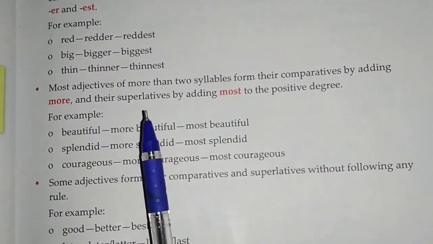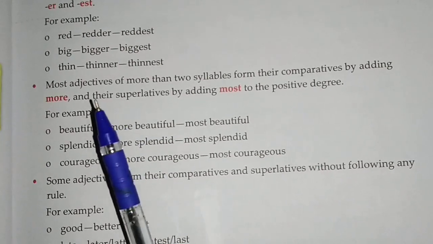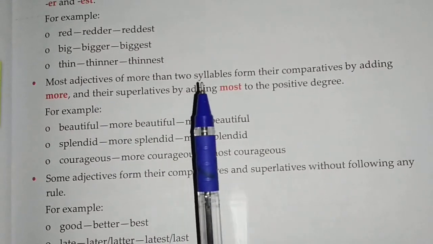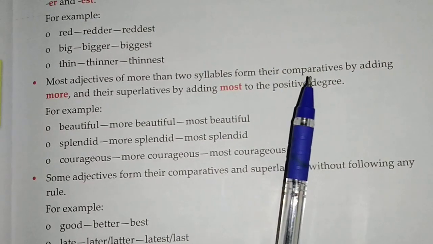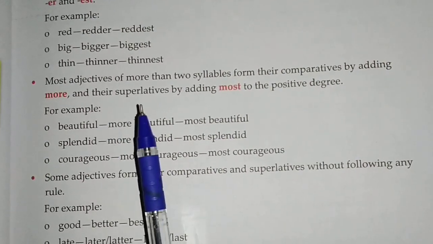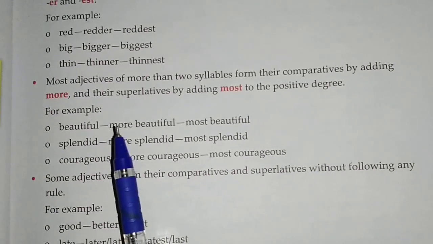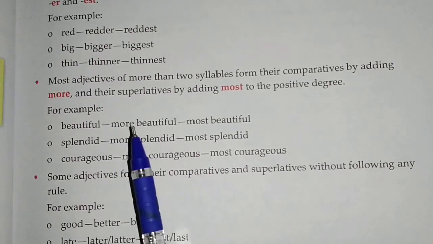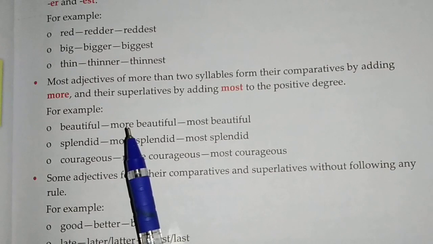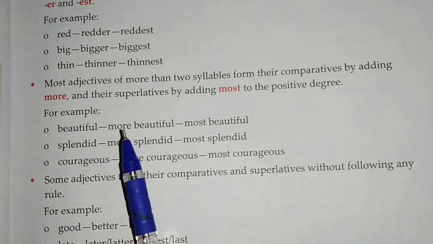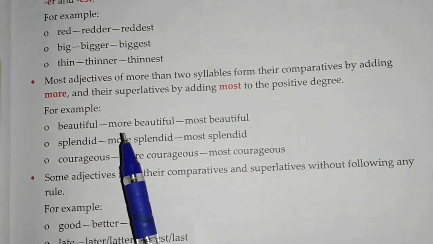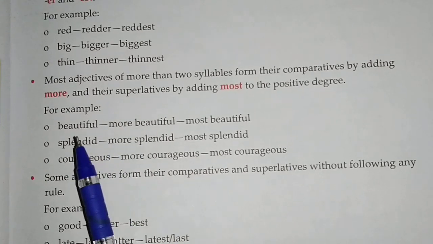Now the next one is: most adjectives of more than 2 syllables form their comparatives by adding more and the superlatives by adding most to the positive degree. Or in simple cases, we simply add more to make their comparative form and add most to make their superlative form. For example, beautiful.